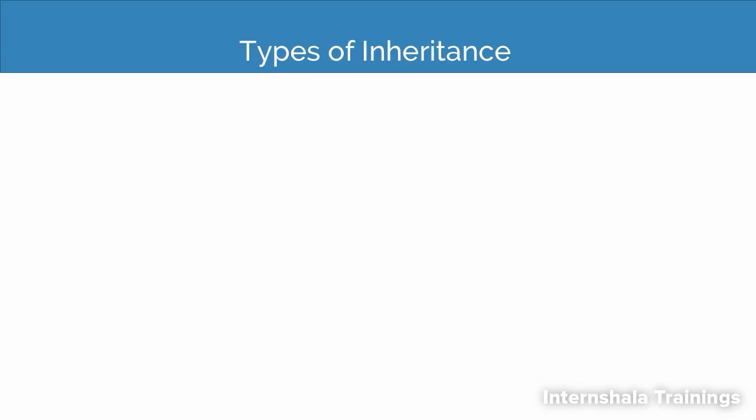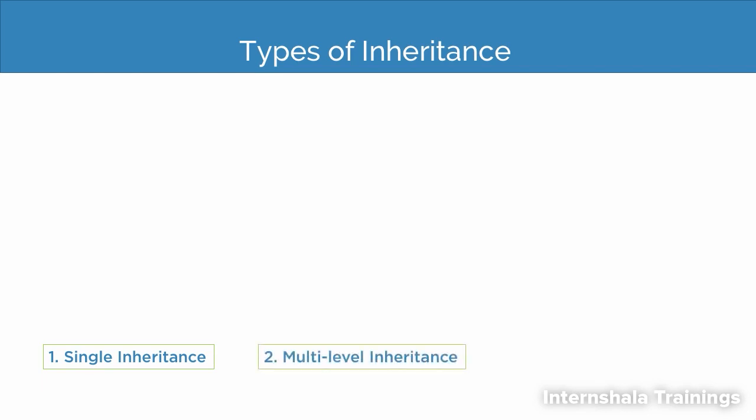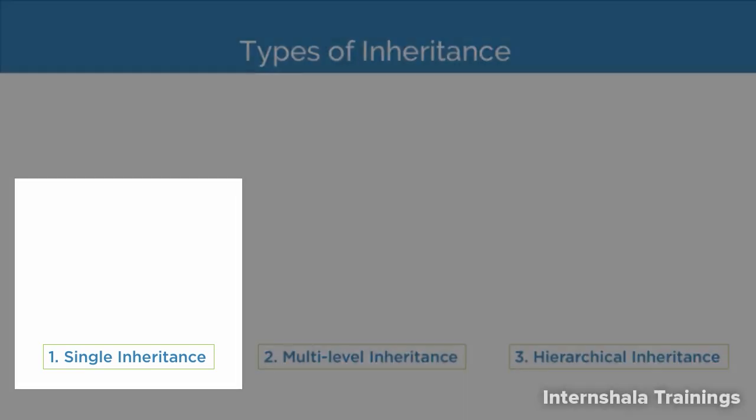Let us now proceed and check out what are the various types of inheritance in Java. The first one is a very basic inheritance that is known as single inheritance. The second one is known as multi-level inheritance. And the third one is known as hierarchical inheritance. Now these are the three basic types of inheritance in Java. So let us check out how the first one looks like.